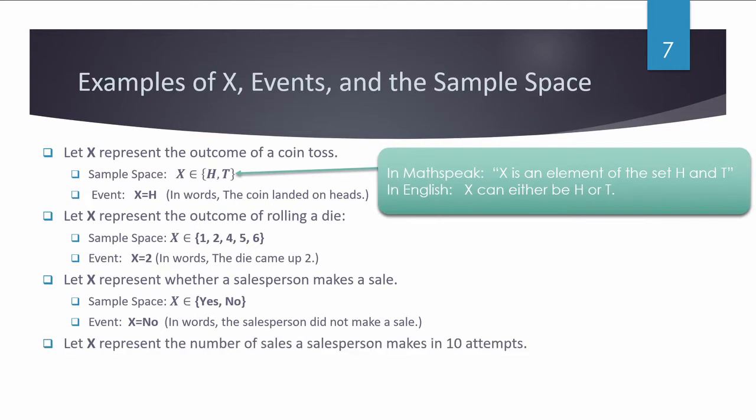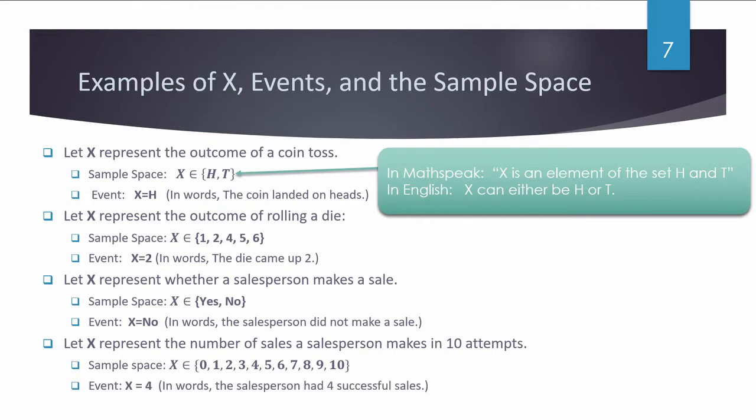Finally, we're going to introduce one other possible random variable x. It can represent the number of sales a salesperson makes in 10 attempts. The sample space here is 0, 1, all the way through 10. One possible event is x equals 4. In words, we would say the salesperson had 4 successful sales.